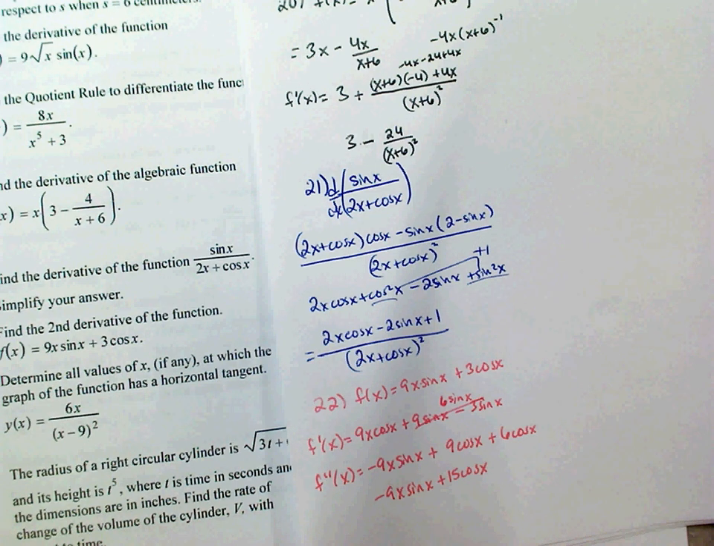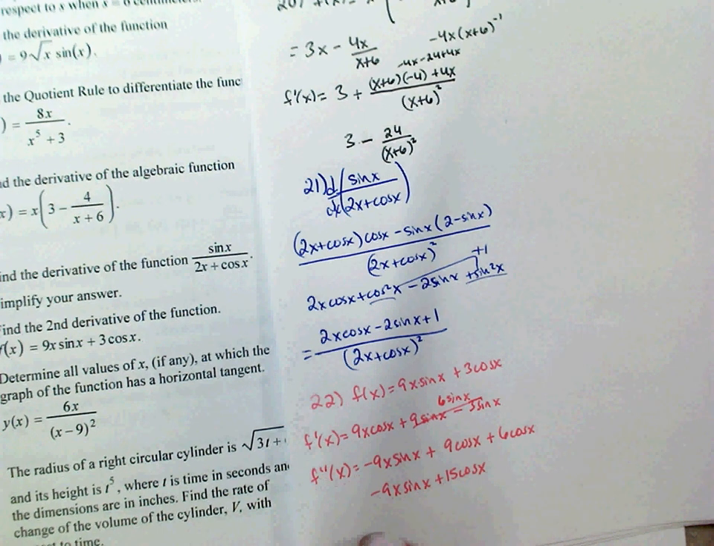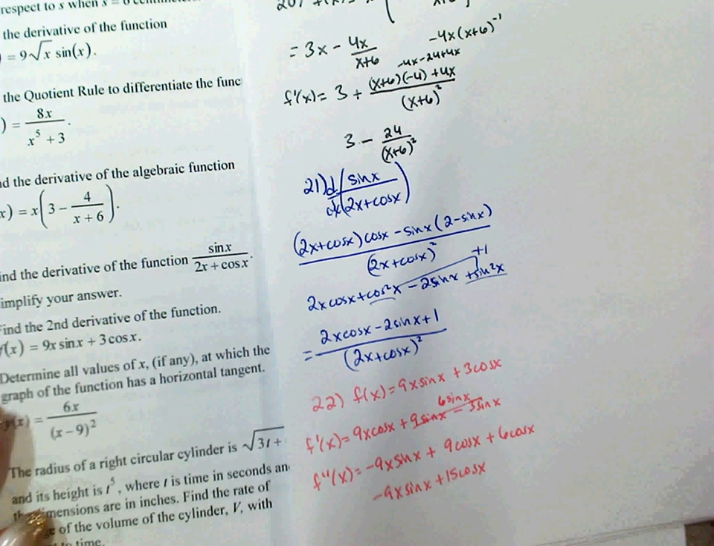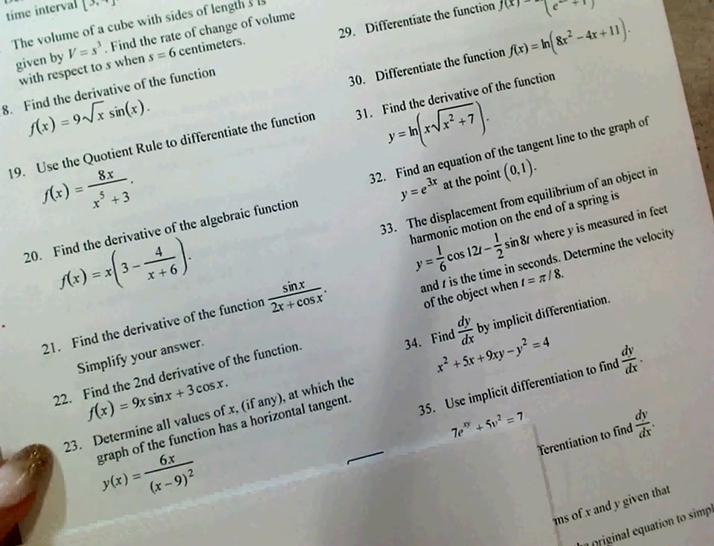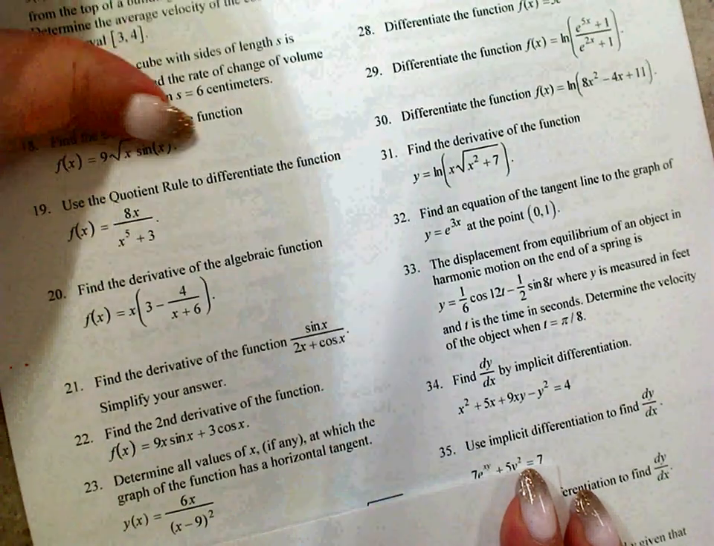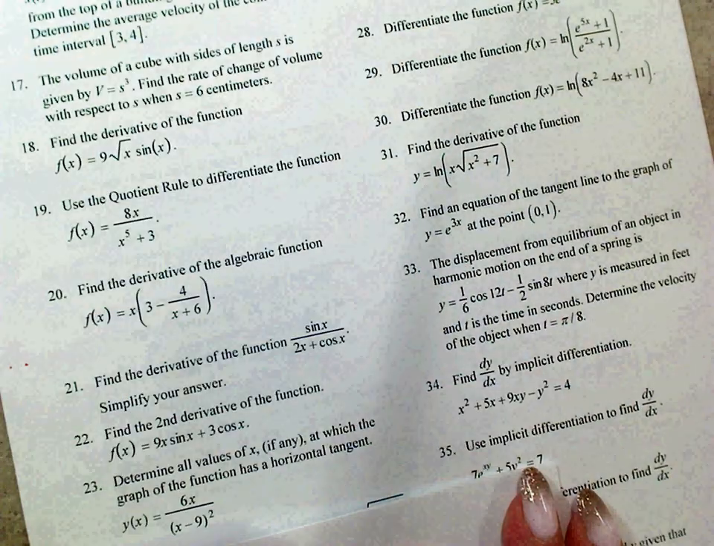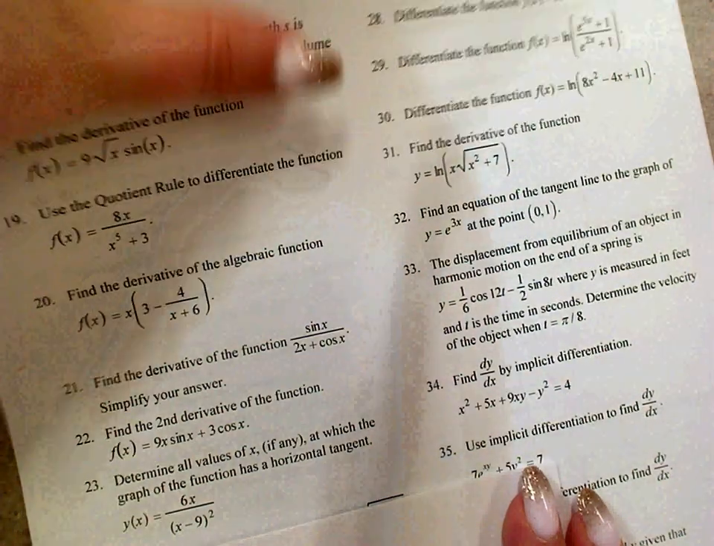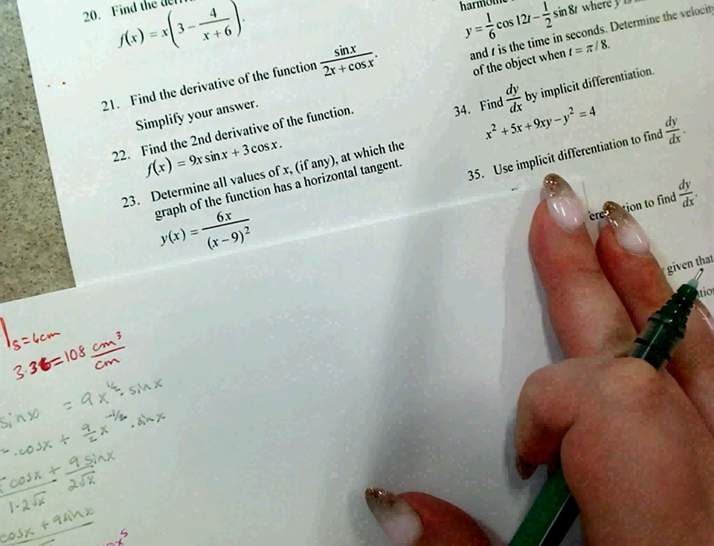23. I'm not going to be able to put 23 down there, so I'm going to go ahead and go up here. Determine all the values of x, if any, at which the graph of the function has a horizontal tangent. So that means when your slope is 0. So we're going to find the slope and set it equal to 0.